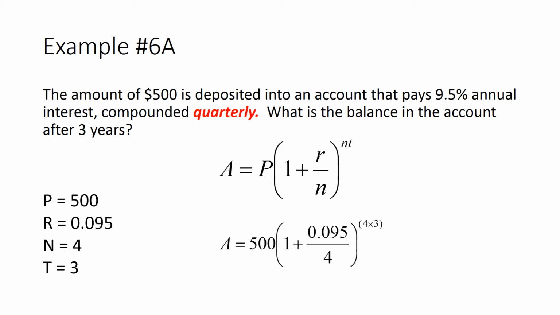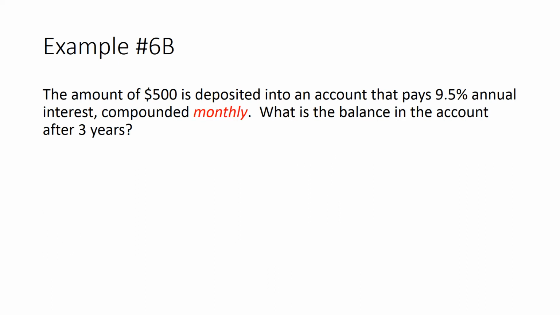So we plug and chug what we know. Now this is just a matter of putting it in your calculator. And as long as you put it in your calculator exactly the way that I have it written here, you should be fine. Just remember to put parentheses around 1 plus 0.095 divided by 4. Close those parentheses, put your caret, and then 4 times 3 in parentheses. And that gives us $662.67.